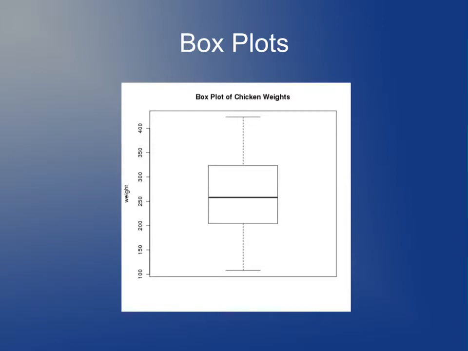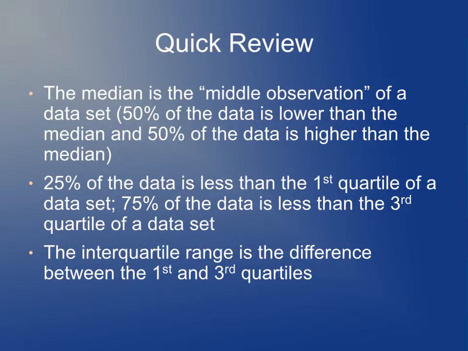You don't see it on this particular box plot, but if there were observations outside that range, they would be plotted with dots. Recall the median is the middle observation of a data set. Half of the data is lower than the median and the other half is higher. Similarly, 25% of the data is less than the first quartile, and 75% of the data is less than the third quartile. The interquartile range is the difference between the first and third quartiles.